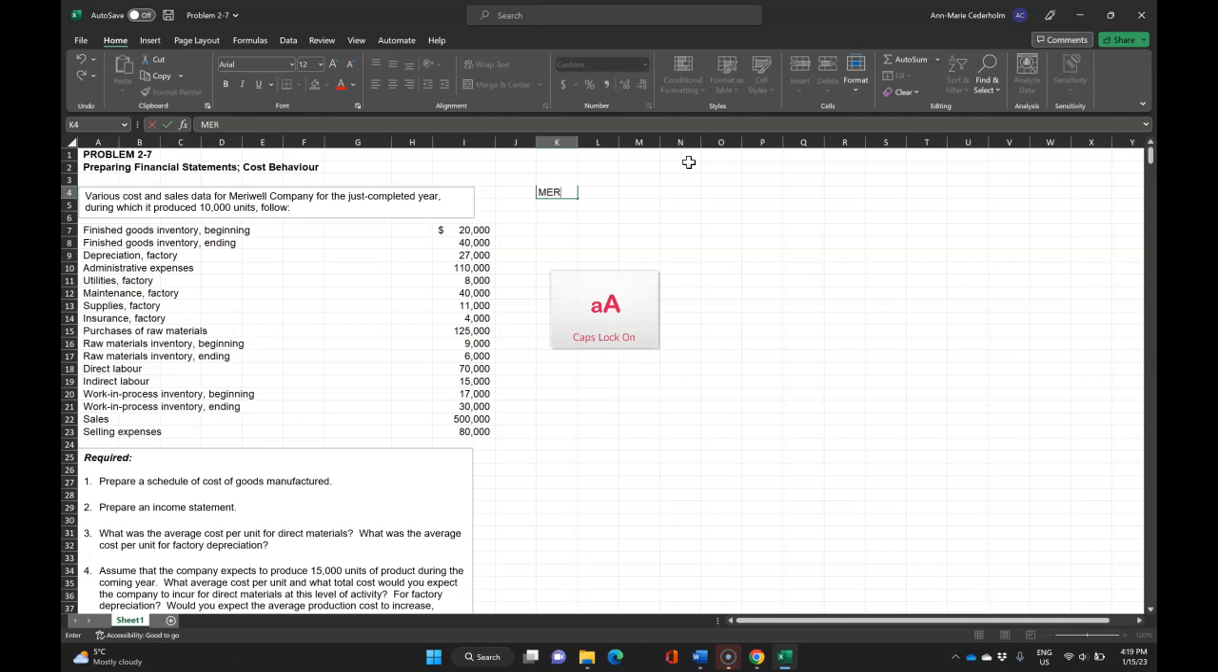So I'm going to start with the name. It's Merriwell Company, and I'm doing a schedule of cost of goods manufactured. And this is for the year ended, I don't know what year this is, or month or period. So let's just pretend it's for the year ended December 31st, 2022, just so we can assign a date to it. Since the format of all of our schedules for the cost of goods manufactured is the same, I'm just going to re-implement the template starting with direct materials.